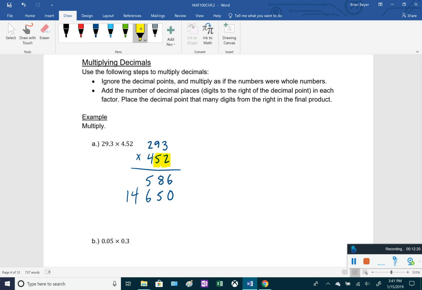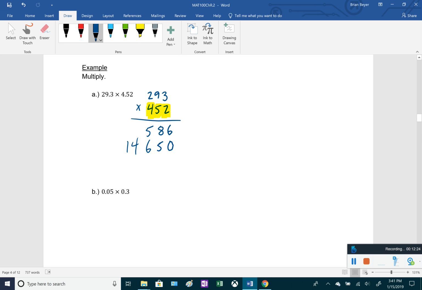So lastly, we're doing this 4. The 4 is in the hundredth spot. So I'm putting 2 zeros here, starting in the hundredth place value. 4 times 3 is 12, so 2, carry 1. 4 times 9 is 36, plus 1 is 37, so 7, carry 3. 4 times 2 is 8, plus 3 is 11, so 11.